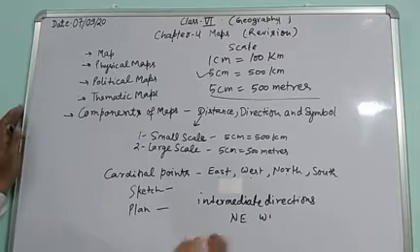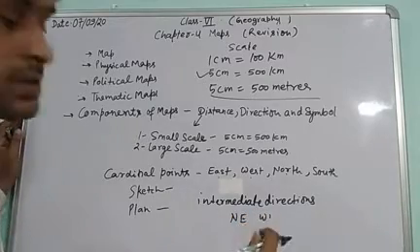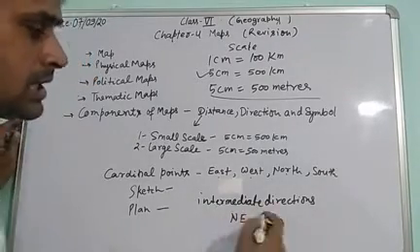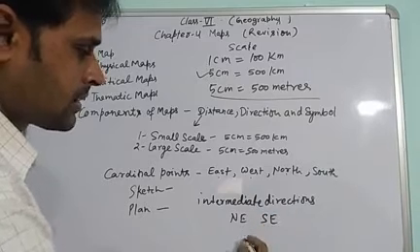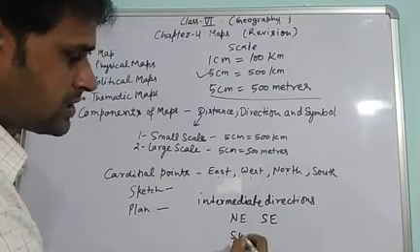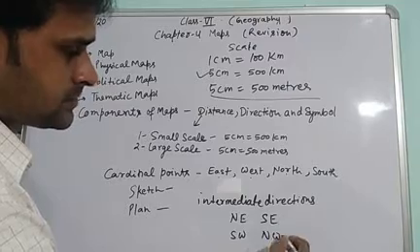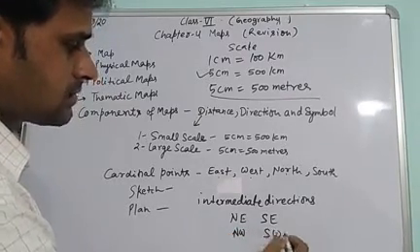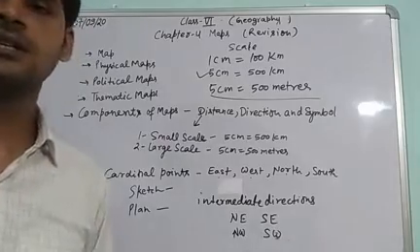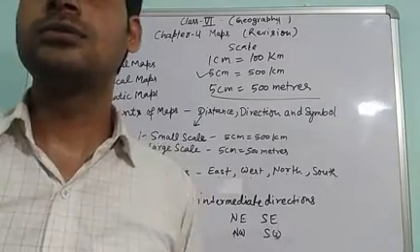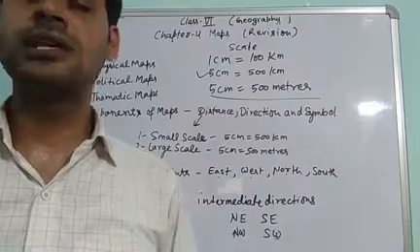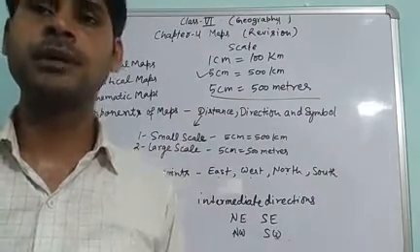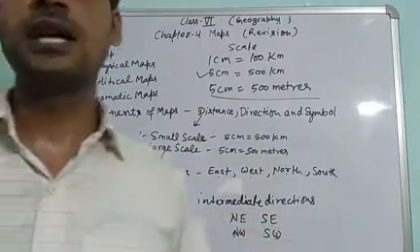The intermediate directions are northeast, southeast, southwest and northwest. These are called intermediate directions. We can locate any place more accurately on a map with the help of these intermediate directions.